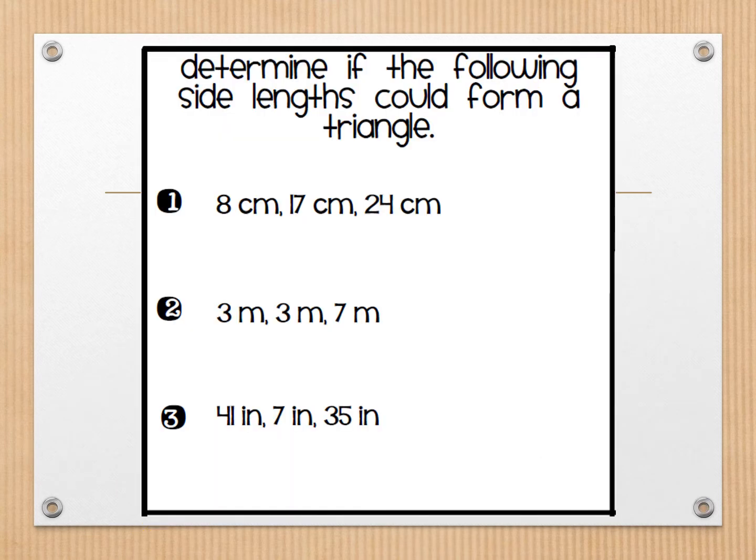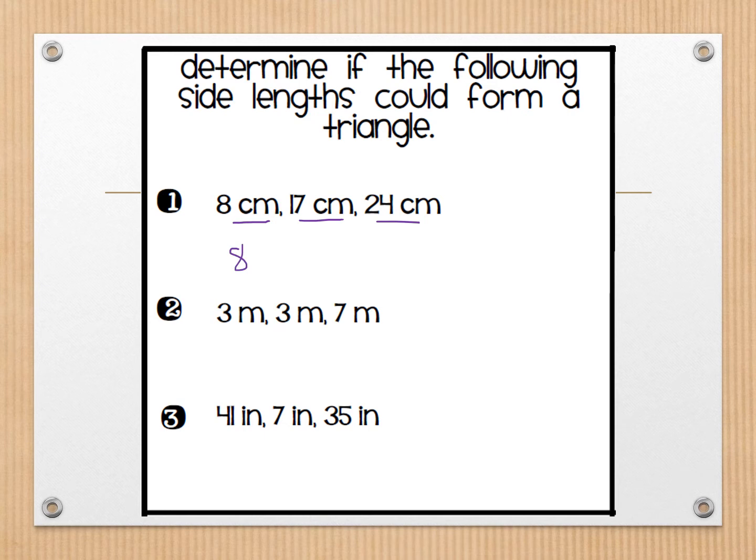So, in our other notes then, determine if the following side lengths could form a triangle. So again, the two smallest sides have to add to be bigger than the third. So the two smallest sides here, I have 8, 17, and 24. So the two smallest would be 8 and 17.